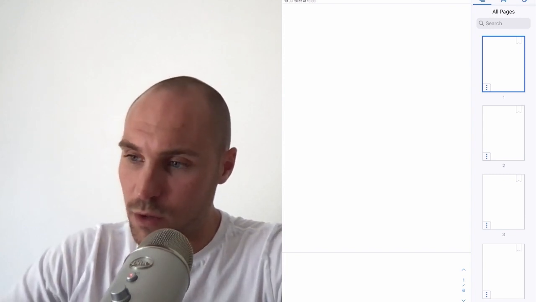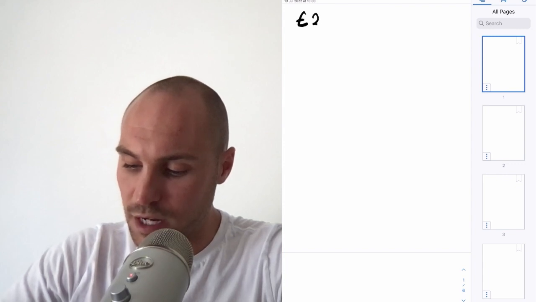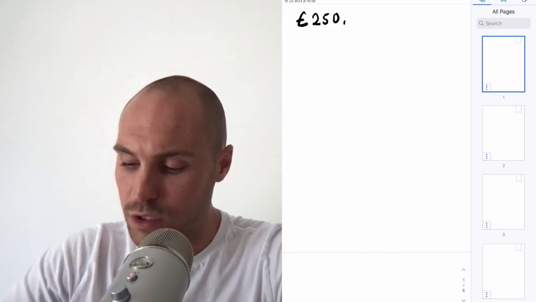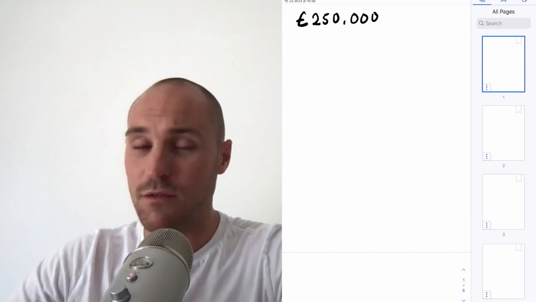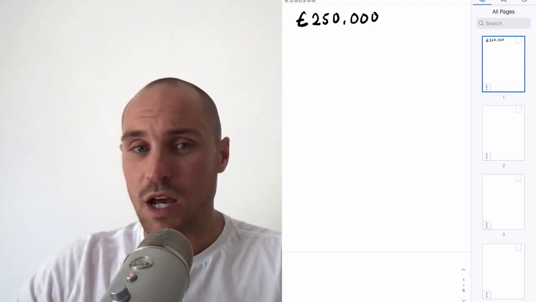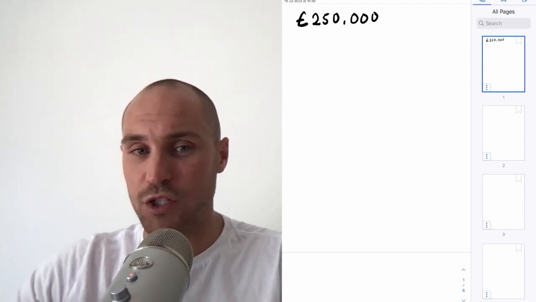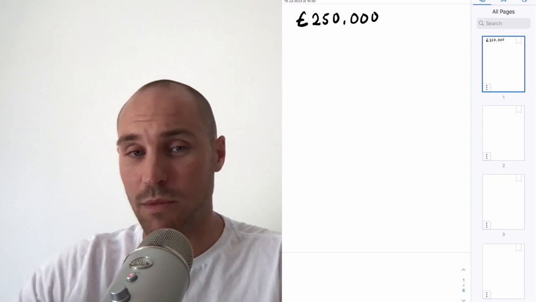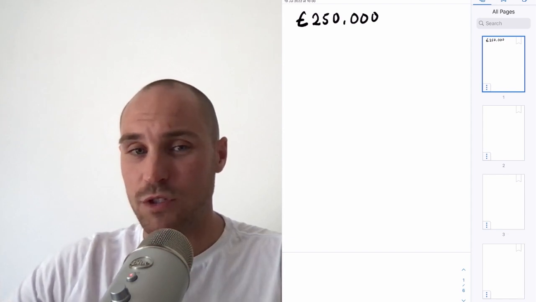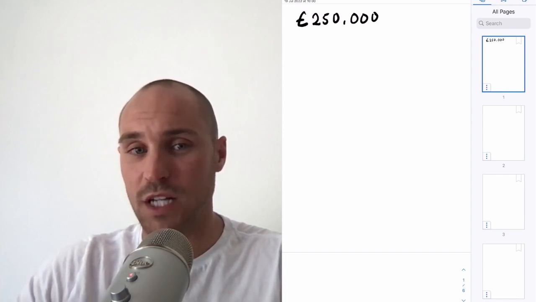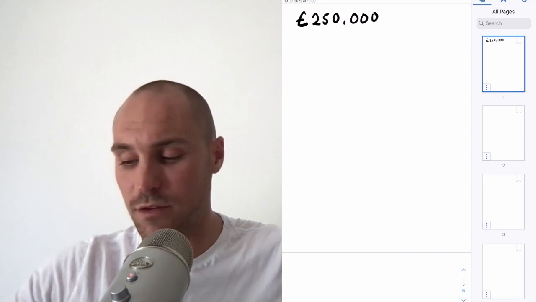So let's jump into the example and do some calculations. Let's say that we buy a property for £250,000. In both examples, we're going to buy the property for the same price. Everything's going to stay the same, but we're going to choose to buy the property in two different ways: on interest only, and on a capital repayment mortgage. And I'm going to go through the calculations and show you the difference.